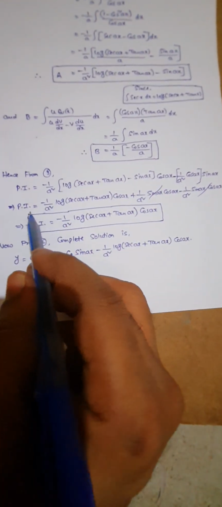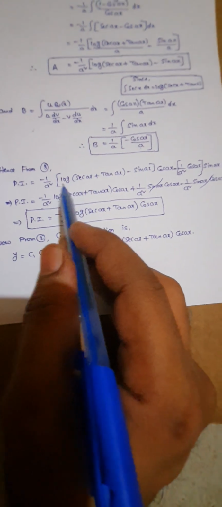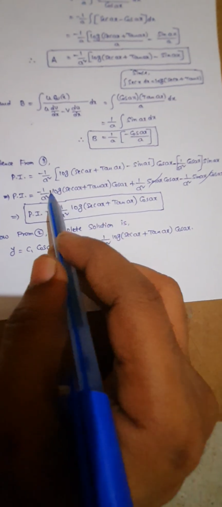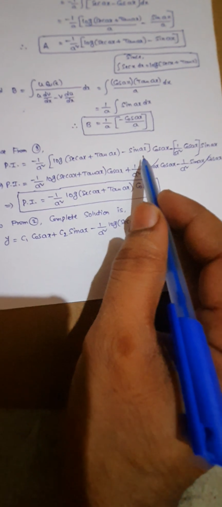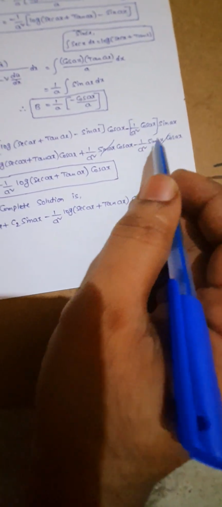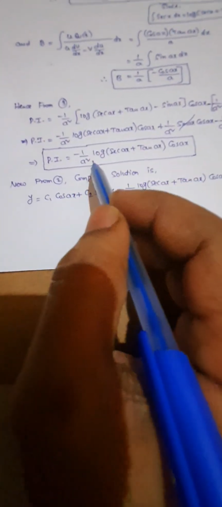And now this is PI, and now I want to solve this. PI equals minus 1 by a square into, multiplying minus 1 by a square with these two terms: minus 1 by a square into log secant x plus tan x, minus into minus, plus 1 by a square sin x into cos x, minus 1 by a square sin x cos x plus 1 by a square sin x cos x, cancel. Therefore we have this term only. This is our particular integral PI.